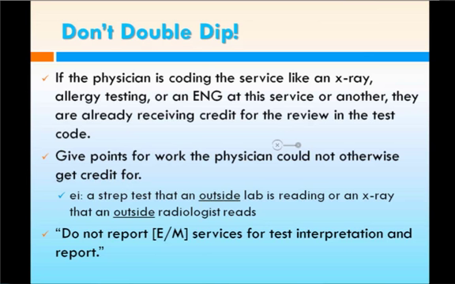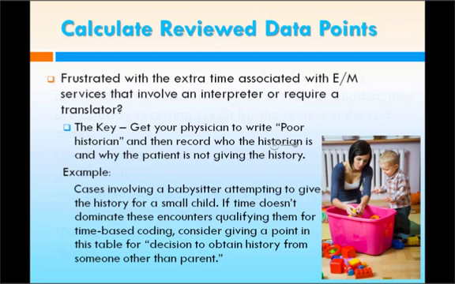Now, another area that I hear a lot of people asking about is how do you get credit for an interpreter? I know a lot of physicians out there are frustrated. They spend extra time associated with an EM service that involves either an interpreter for a foreign language or might require a translator, and the Social Security Act does require those services to be provided. So how do you actually get credit for the extra time that that's taking? And the key is you want to get your physician to write poor historian and then record who the historian is and why the patient was not giving the history.